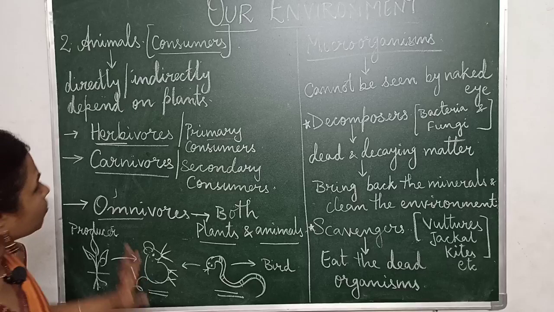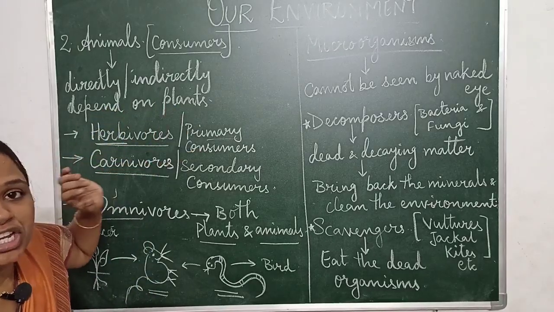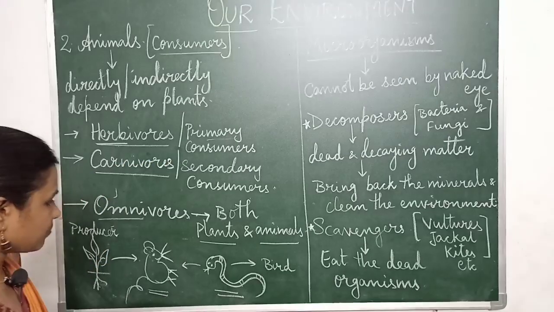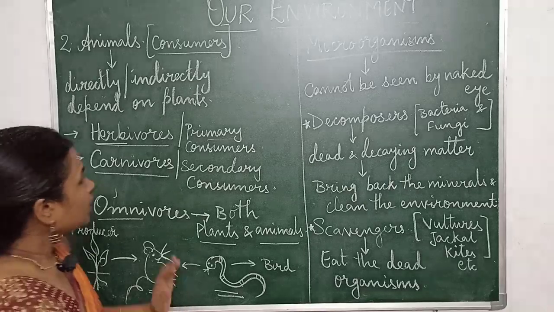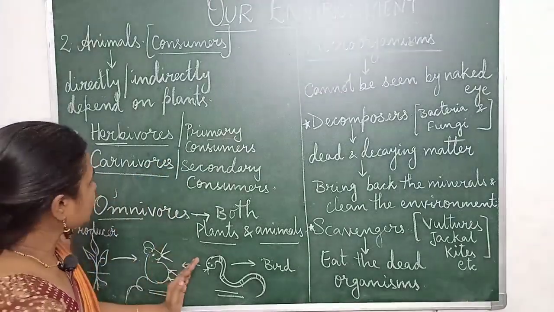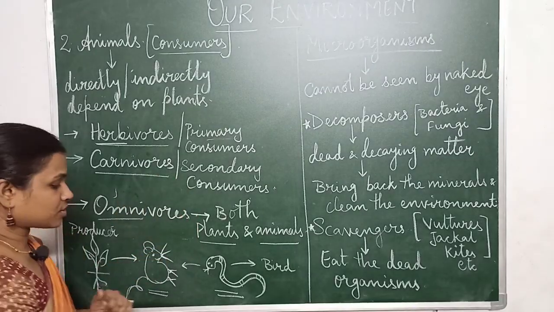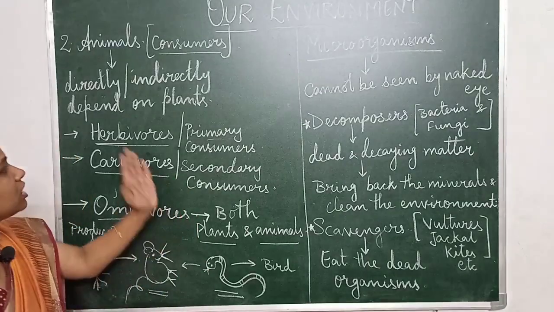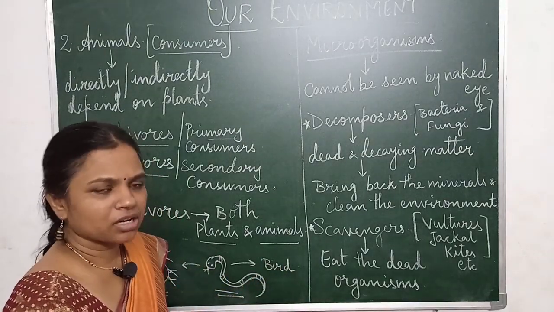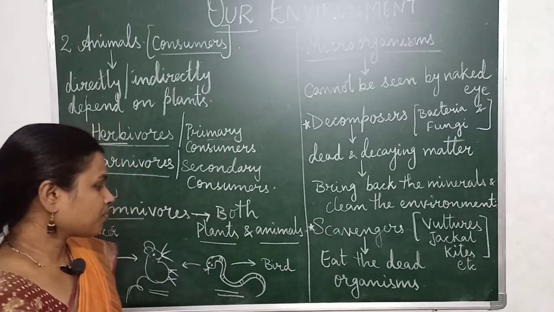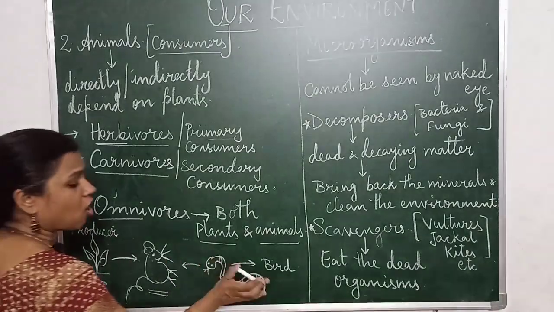So here you see, mostly the herbivores come under the category of primary consumers. They feed on the plant materials. Next, the secondary consumers. It is mostly the carnivores which come under the secondary consumers. That is, they feed on these herbivores for food. And then the tertiary consumers and quaternary consumers. So this is how one organism is dependent on another.